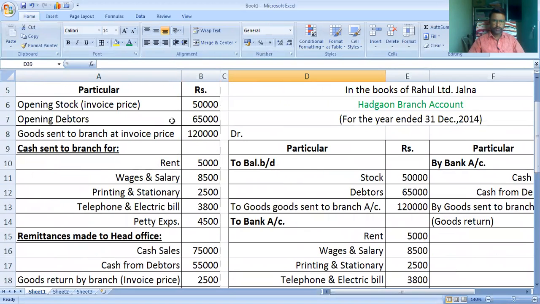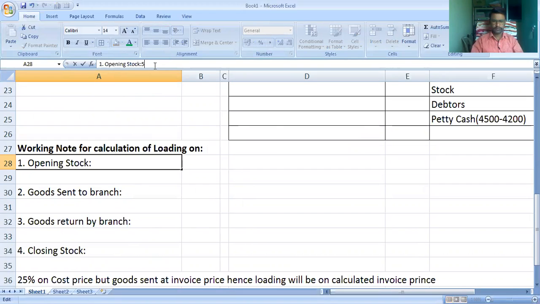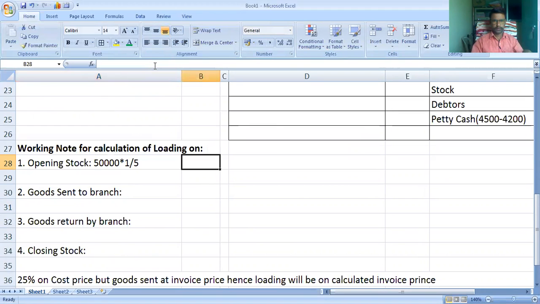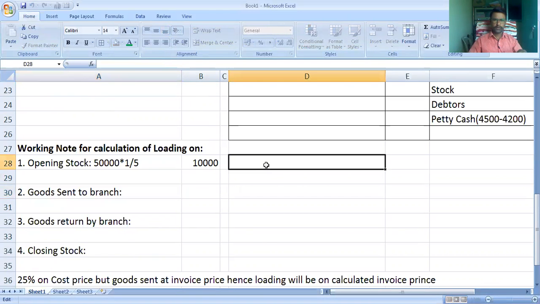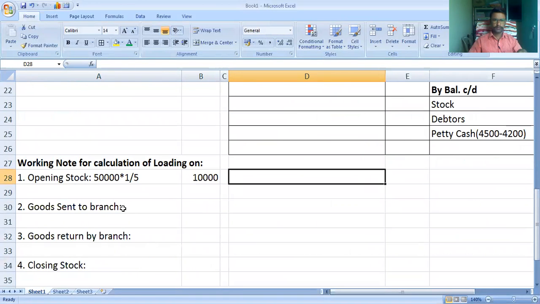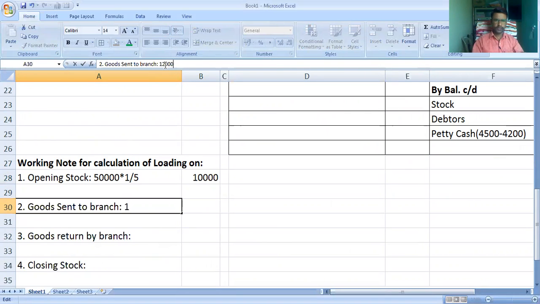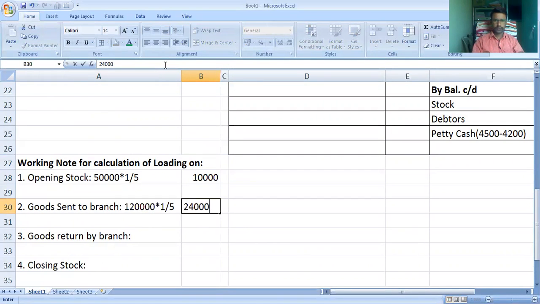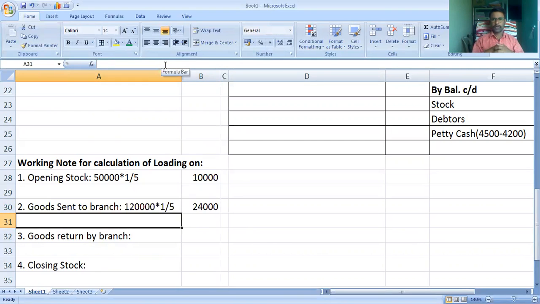Opening stock amount rupees 50,000 into 1/5, 1/5 of 50,000 is 10,000. Then goods sent to branch account, amount rupees 1,20,000 into 1/5, 1,20,000 divided by 5 equal to 24,000.